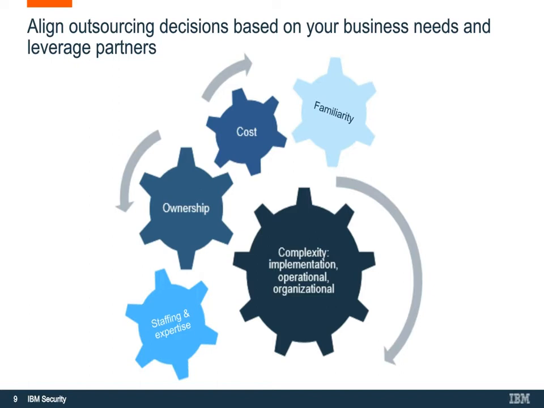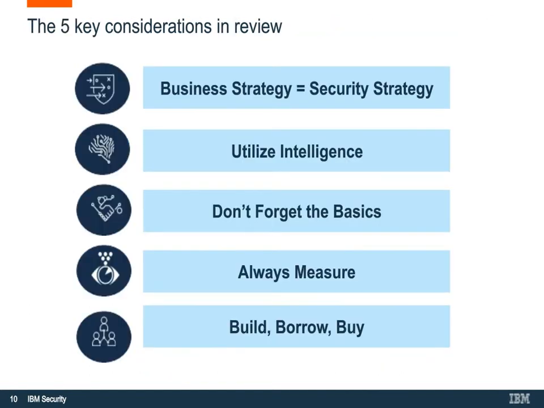So, in review, business strategy equals security strategy. They must be aligned and must start from there. They need to be in tune and synergistic with each other. Utilize intelligence. And when we talk about utilizing intelligence, we're not only talking about threat intelligence, we're talking about our own asset and internal system intelligence, as well as our business intelligence. And then on top of that, how are we bringing that all together and allowing the analyst to utilize that data as strongly as they can.